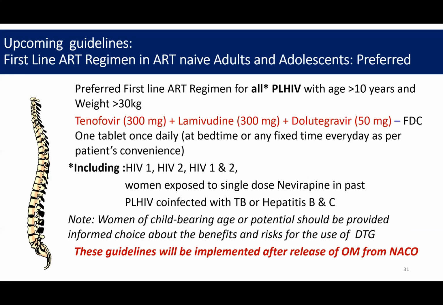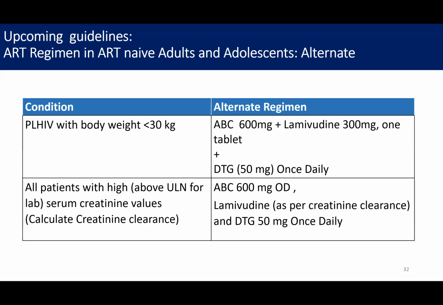As I said before, we will be able to use the same combination for almost all our populations: HIV-1, HIV-2, HIV-1 and 2, women exposed to nevirapine in the previous pregnancy as a part of prophylaxis regimen, those who are co-infected with hepatitis B and C, and also women of childbearing age group, unless they are excluded. If the weight is less than 30 kg, then we will not be able to use tenofovir. Because tenofovir cannot be used, in place of tenofovir, abacavir will be used, and the combination will be abacavir, lamivudine and dolutegravir OD.